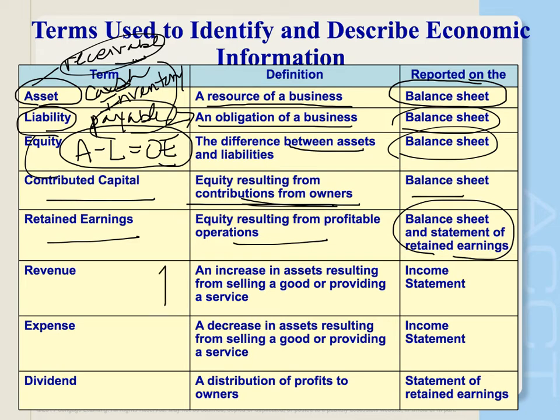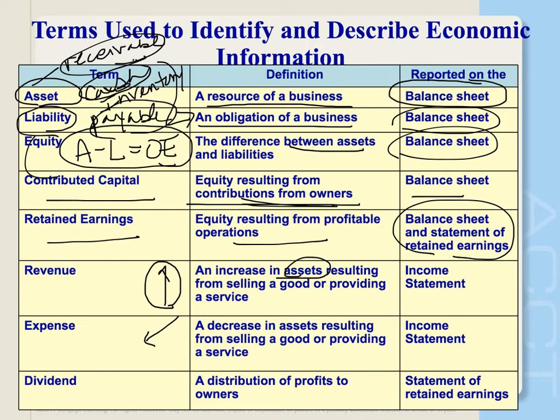Revenue is an increase in assets resulting from selling a good or providing a service. In other words, if we go back to our landscaping business, we go out and we mow someone's lawn, that is revenue, and when we put it in our bank account, it will increase cash. An expense is a decrease in assets resulting from selling a good or providing a service. So in other words, if I get gas to run the lawnmowers, that's going to decrease cash, my asset, because I had to pay it to the gas station.